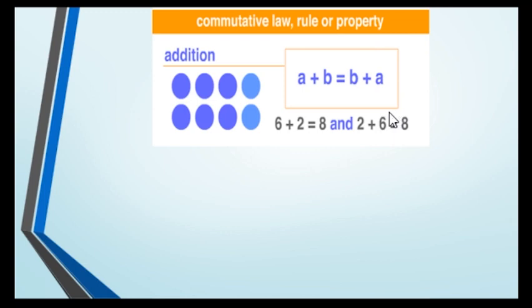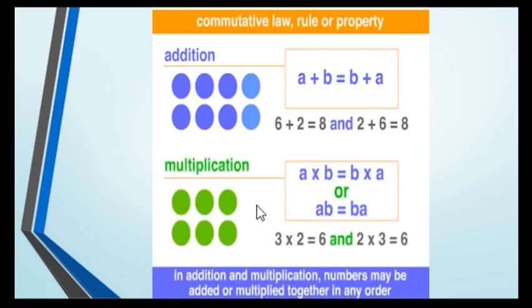Now check for multiplication. Again there are some balls here. 2 rows and 3 columns are given. If I multiply 3 multiplied by 2, that equals 6. If I interchange the values, 2 multiplied by 3, we also get 6. So in addition and multiplication, numbers may be added or multiplied together in any order. So this is our commutative law.